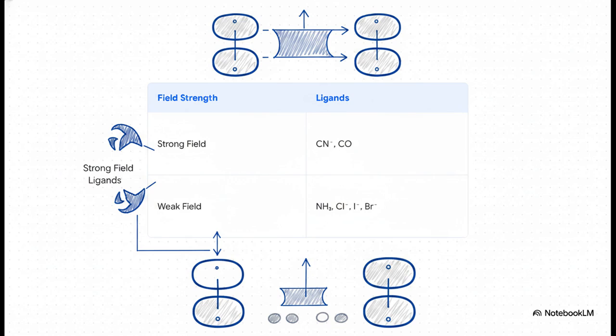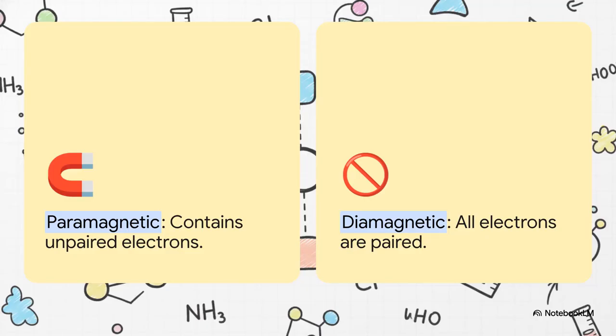Now, the size of that gap, the crystal field splitting energy, isn't always the same. It depends entirely on who's in the entourage. Strong field ligands like cyanide or carbon monoxide aggressively push those energy levels super far apart. Weak field ligands like halogens or ammonia cause a much smaller split. And this brilliantly illustrates why these compounds act so differently around magnets.